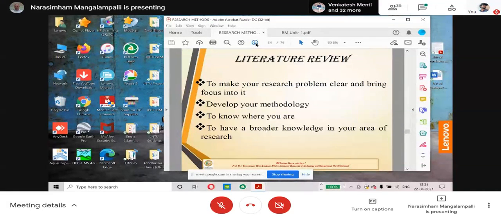Based on the work done by earlier investigators, you can identify the exact tools which suit your problem. Then, to know where you are standing, you need a broader knowledge in your area of research. So you have to strengthen your initial knowledge foundation in the area in which you are going to work.